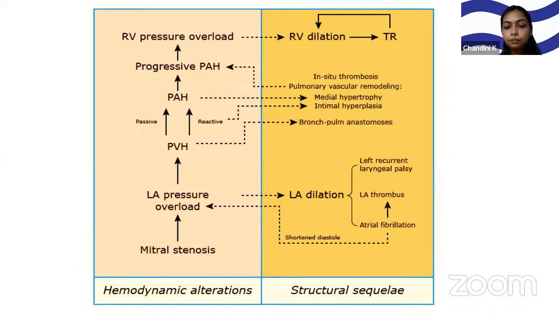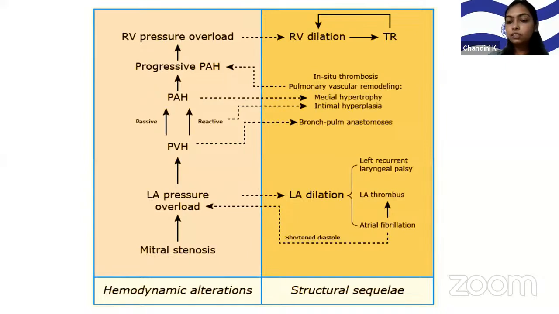So moving on to the pathophysiology per se, what happens in mitral stenosis is that because of a progressive increase in the gradient across the left atrium and the left ventricle, the left atrial pressure overload increases. This leads to progressive dilatation of the left atrium. With the progressive dilatation, there is a disarray of the fibers in the left atrium, and also with progressive inflammation, there is fibrosis. This will predispose the patient to atrial fibrillation.